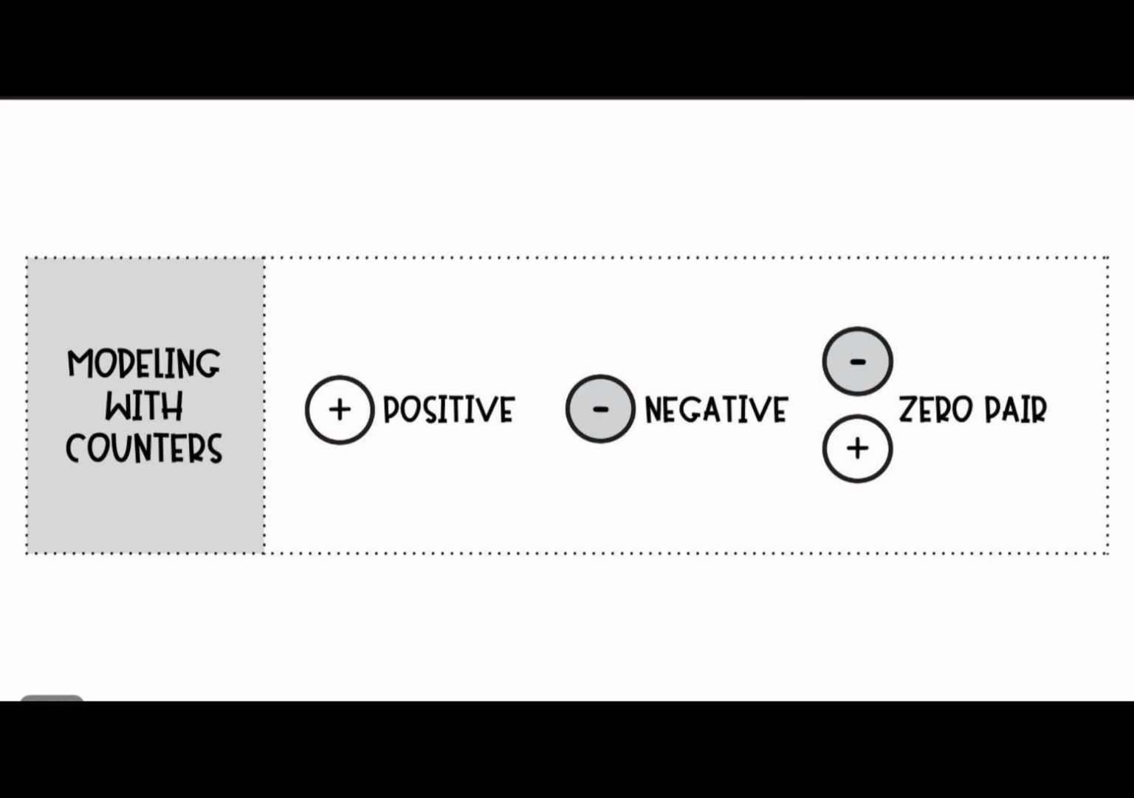Okay, so we talked about these counters last week, and we had yellow counters that had positive signs to represent positives, and we had red counters that had negative signs to represent negatives. And then we learned that when we pair those two counters together, we get a zero pair. So these two together equal 0. When they're by themselves, this would just equal +1 and this would equal -1, but when I combine them, they cancel each other out.